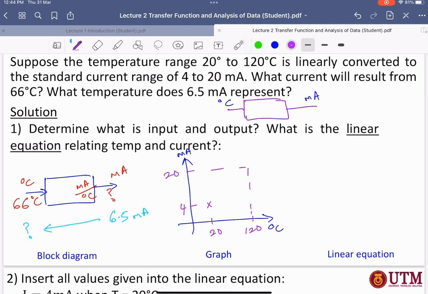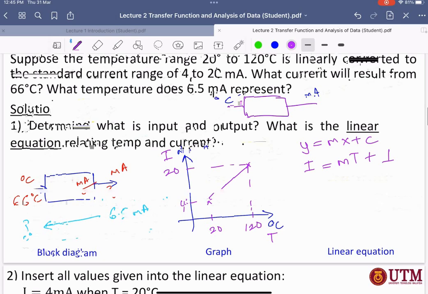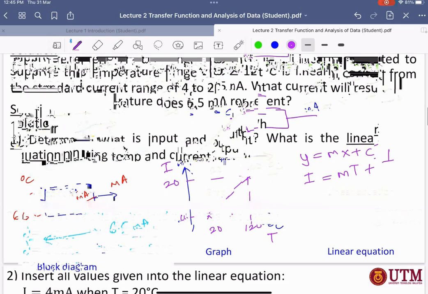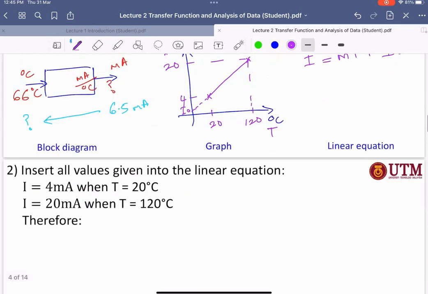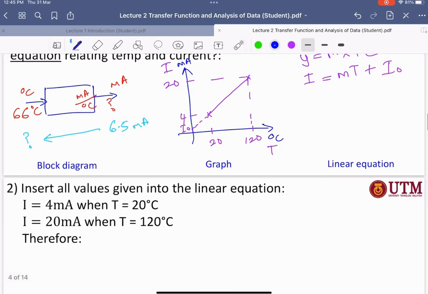So if this one is I and this one is t, then we have I equals mt plus I naught. Sometimes we call the constant I naught. Then we can solve this. What we have here is I equals mt plus I naught.